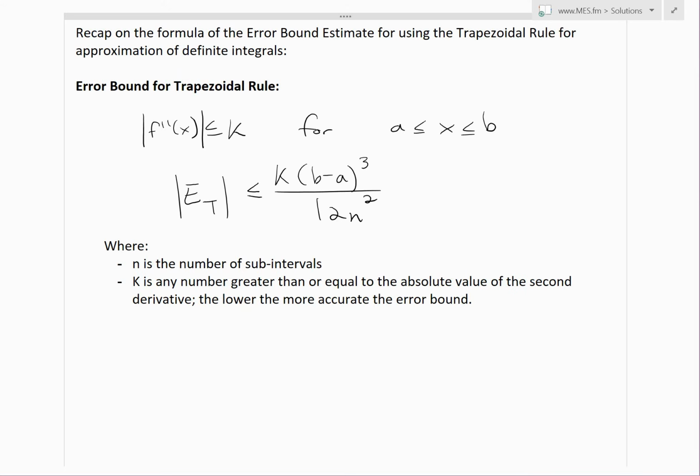Write that down, the absolute value of the second derivative. Basically, the lower the number, the more accurate the error bound, because you could just plug in infinity for K and it's still going to hold true, just saying the error is less than infinity, which is obvious.